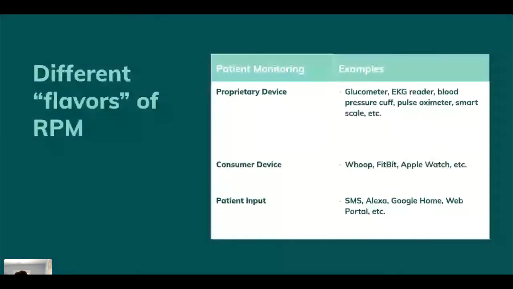Additionally, there are remote patient monitoring programs that can make use of consumer devices. So we know that quantified self data and wearables for patients, most of these devices are not medical grade, right? They're not FDA cleared.